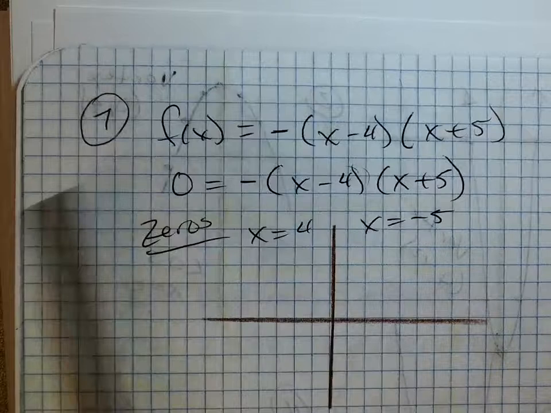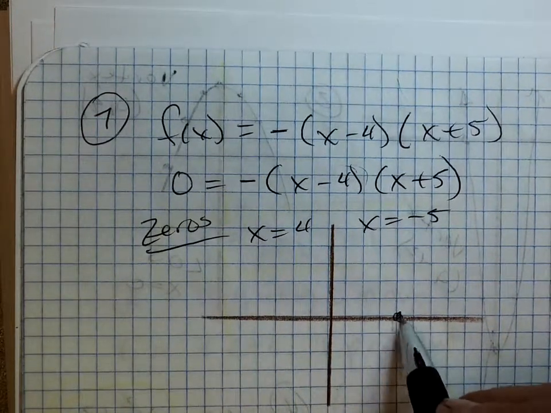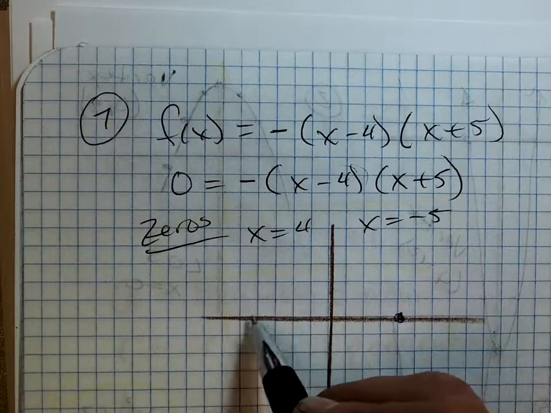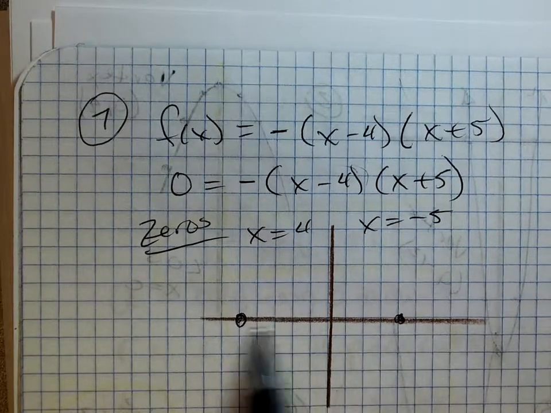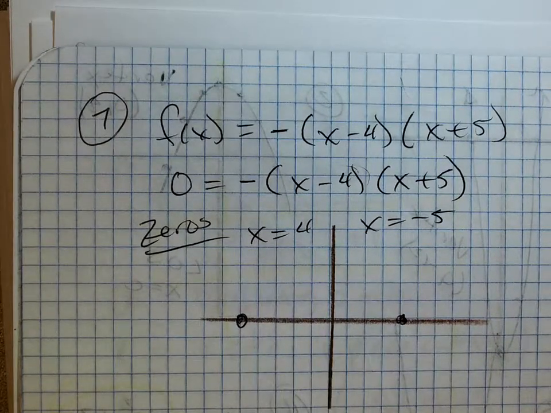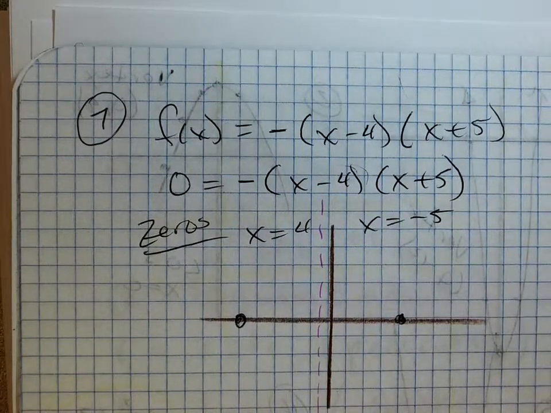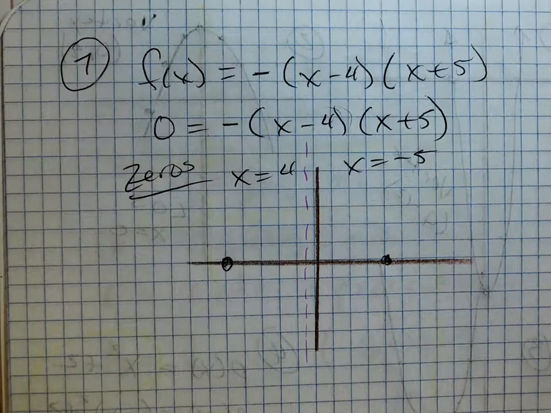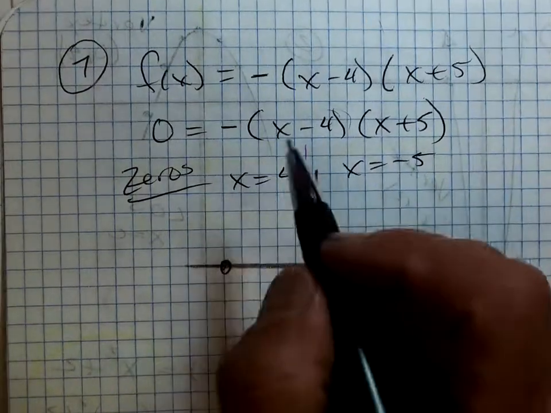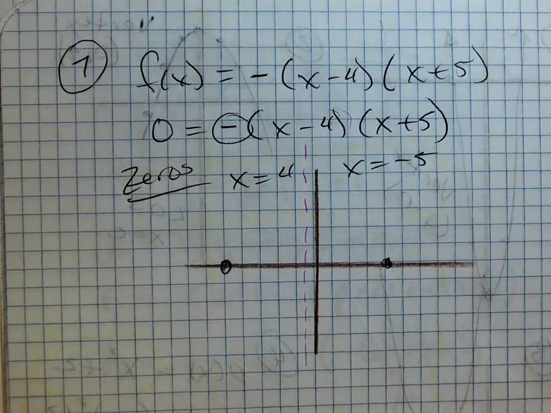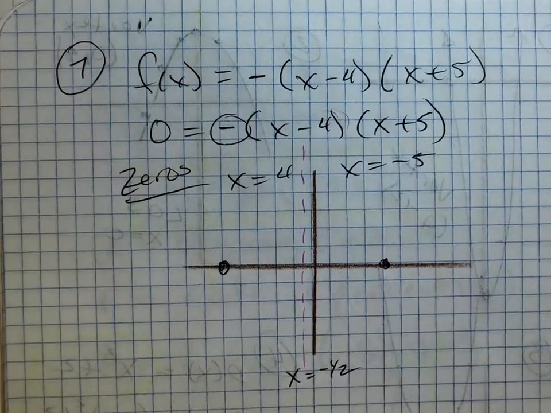So I know for sure I'm going to have zeros at 4, 1, 2, 3, 4, and at 1, 2, 3, 4, 5. The vertex has got to be right down in the middle of this. The vertex has to be lying along this line somewhere, right smack dab in the middle. So the vertex is at negative 1/2. I also know it's upside down. The line of symmetry is x equals negative 1/2.